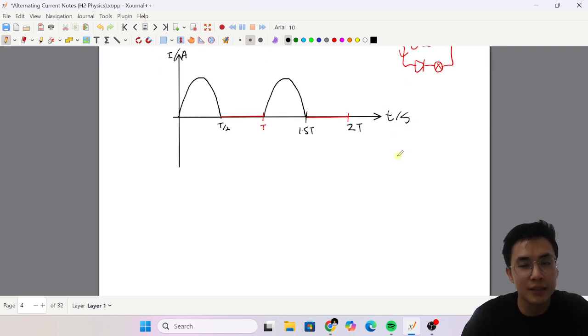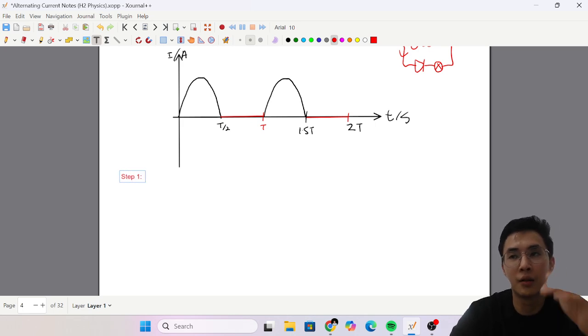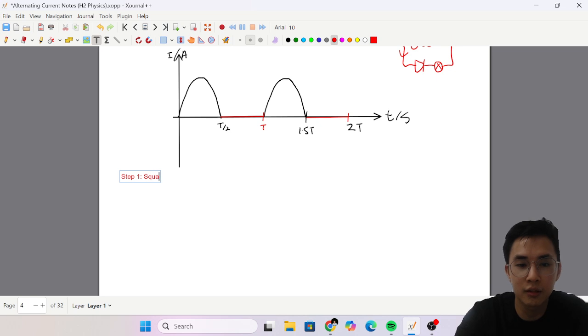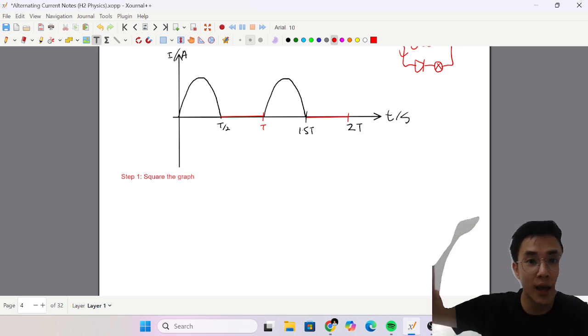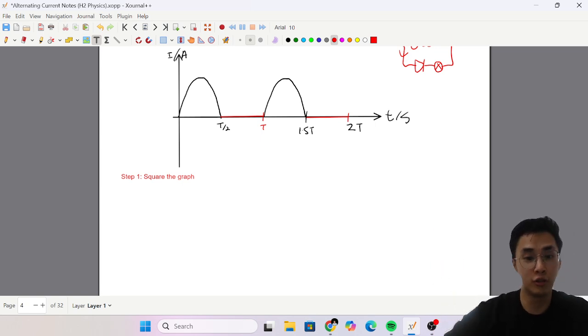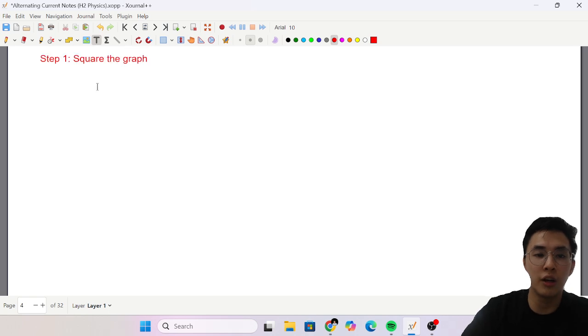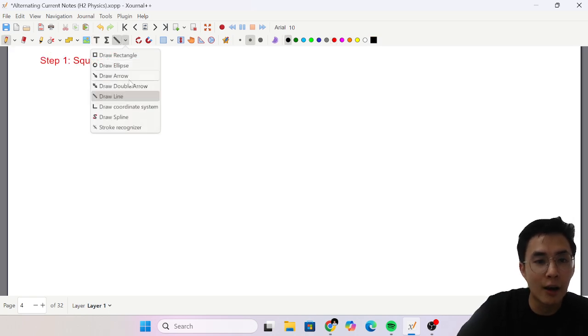Now, how do the RMS values work? Look, step 1. Before you do anything else, just square the graph. So we need to find the square, then the mean, then the root. The very first thing to draw is the I squared graph. Let's draw this.